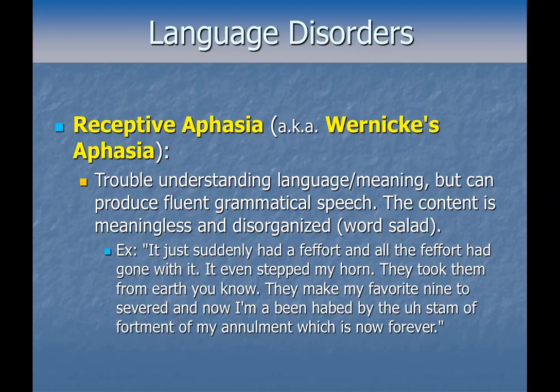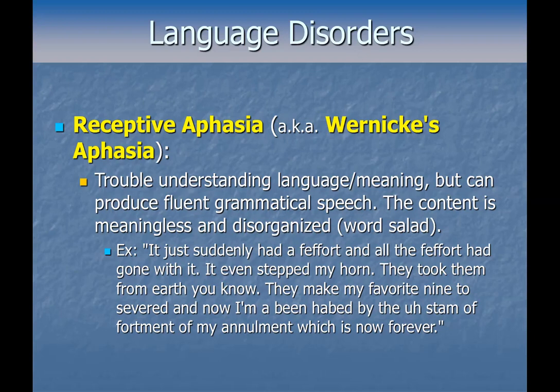So here's an example, an actual quote from a patient. "It just suddenly had a pfeffert, and all the pfeffert had gone with it. It even stepped my horn. They took them from earth, they make my favorite nine to severed, and now I'm been habbed by the stem of the formant of my annulment, which is now forever."